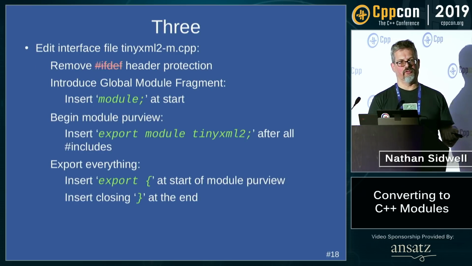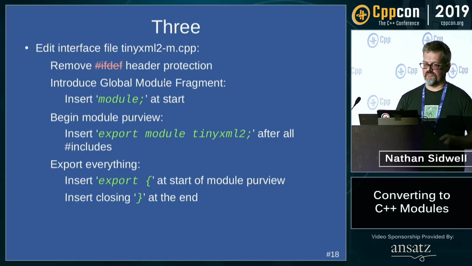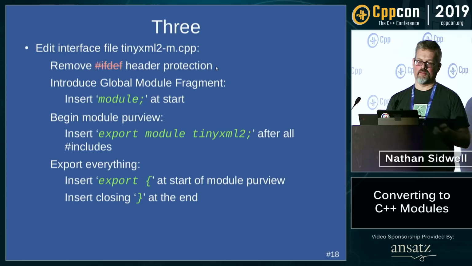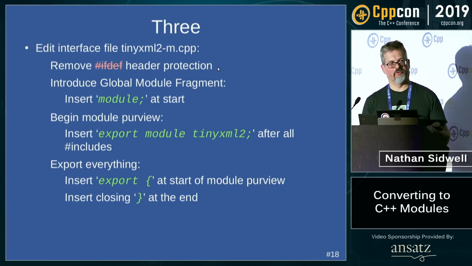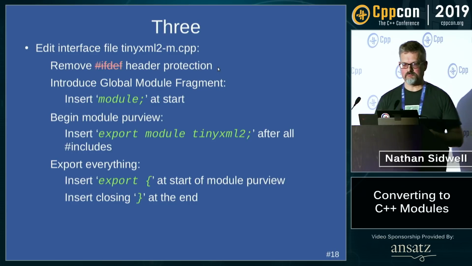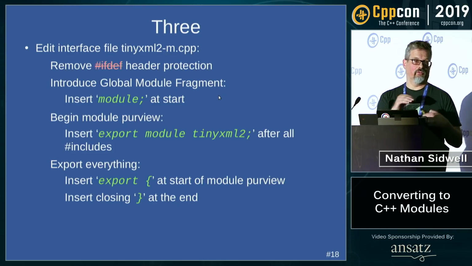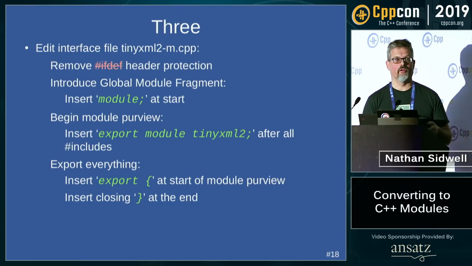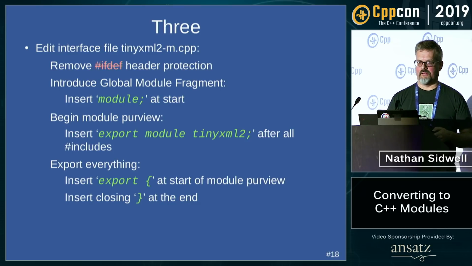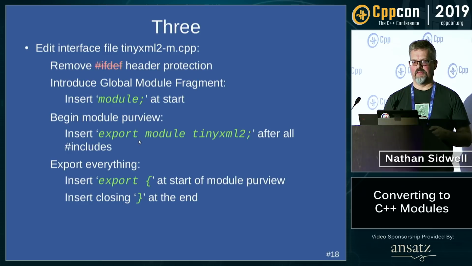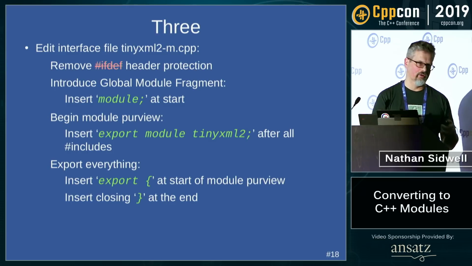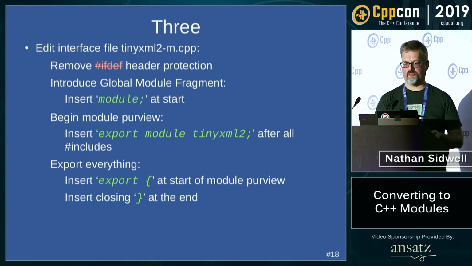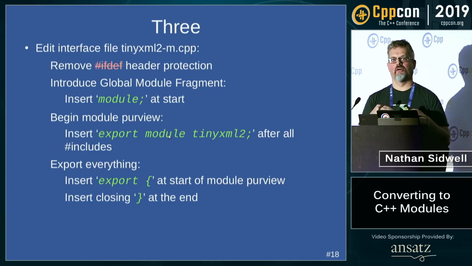And I'm going to edit the interface file, tinyxml2.cpp. We can take out the ifdef header protection. We don't need it anymore. It's just confusing. And we want to insert a global module fragment into it. So that means put a module semicolon right at the beginning of it. And then we need to put the module purview to start after it's done all its hash includes of std.io and whatnot. So after those, we can put export module tinyxml2 to start the module proper.